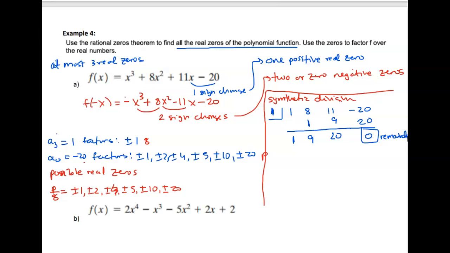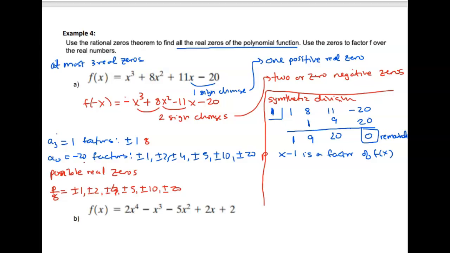If you get a remainder of 0, as we know from the factor theorem, then that means x equals 1 is a zero, or you know that x minus 1 is a factor of that polynomial. Fortunately, the first one we picked gave us a remainder of 0. Sometimes we have to do this lots of times, because if the remainder is not 0, you basically have to throw it away.